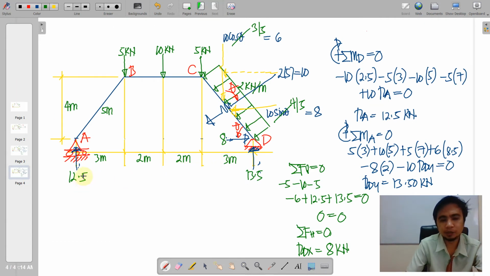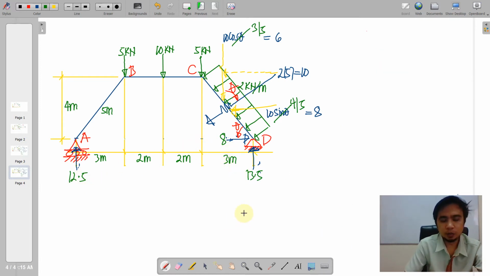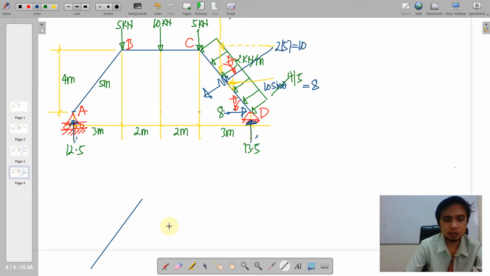We replace or place the numerical value here, and we begin to have our analysis. Of course, we start from left to right, and obviously the first member is our member AB. Of course, AB here is detached from the whole structure. So when we do that, some portion of B here is cut or subjected to internal forces in our analysis.